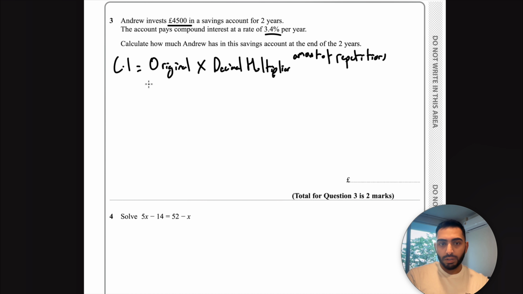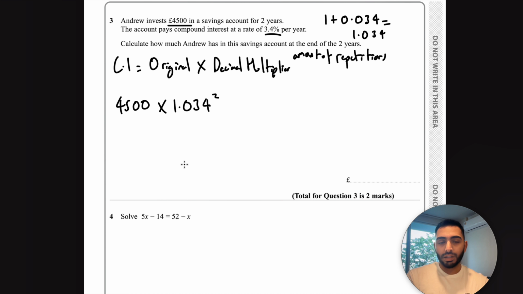Here the original amount is 4,500. Then the amount that it's increasing by is 3.4%. So I'm doing 1 plus 3.4% as a decimal, which would be 0.034. So it gives me a multiplier of 1.034 times it by 1.034 squared. So this is the calculation that I need to do.